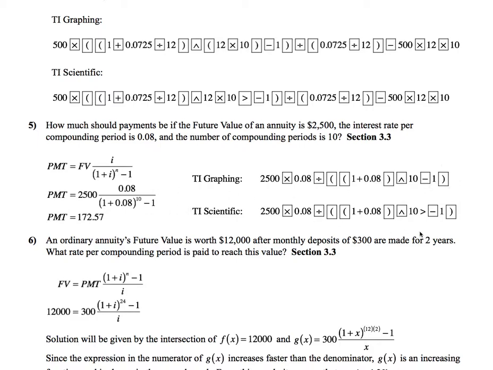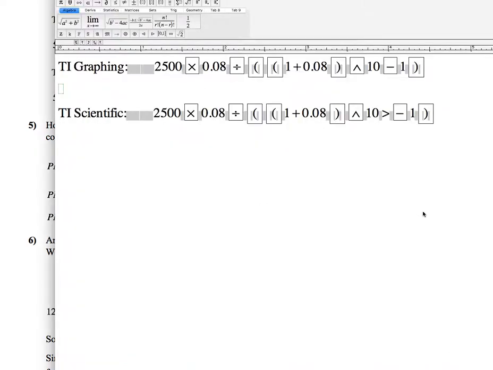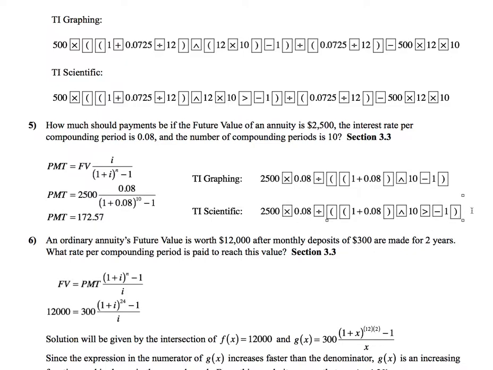That's for the graphing. Now for the scientific, to get out of the exponent, we have to push this right cursor button, which I unfortunately forgot to indicate as a button press. So there you go, I made that change in the middle of this video.